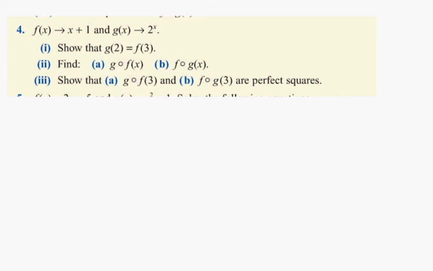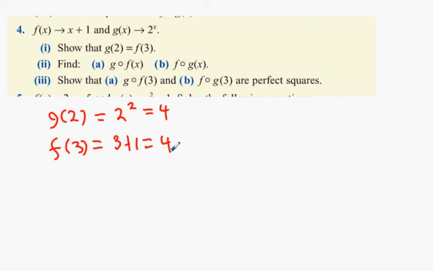Let's take them both separately, right? G2. What's G2? Which is 4, yeah. F3, which is? Which is 4. Have you just shown that they're both equal to each other? There you go. Okay. That's nothing too stressful, alright?